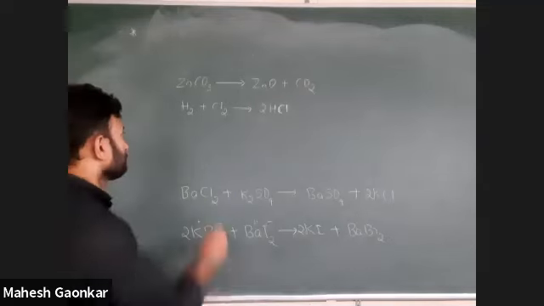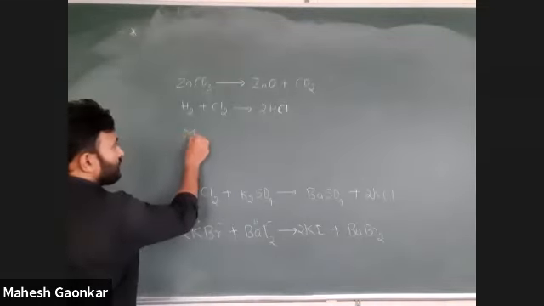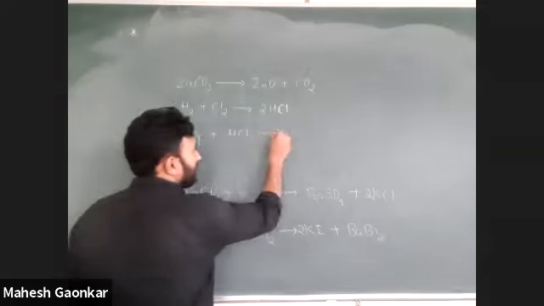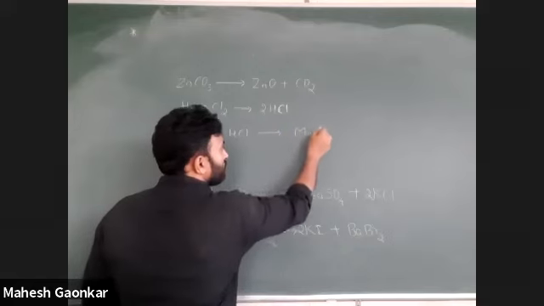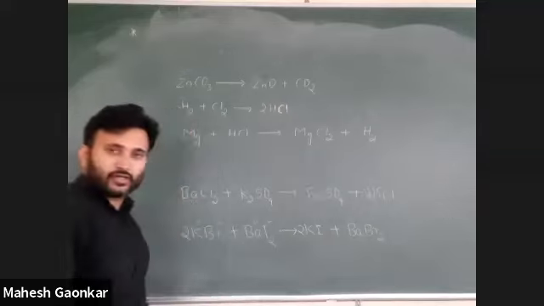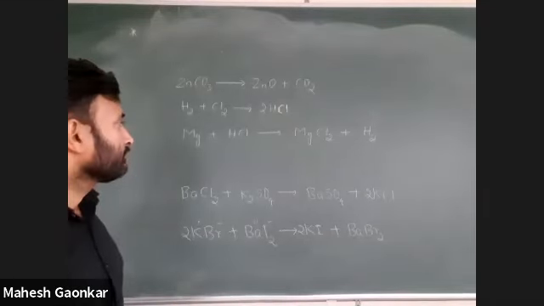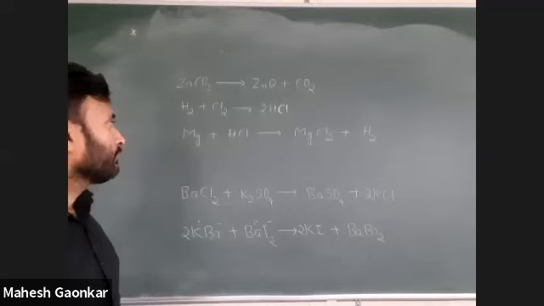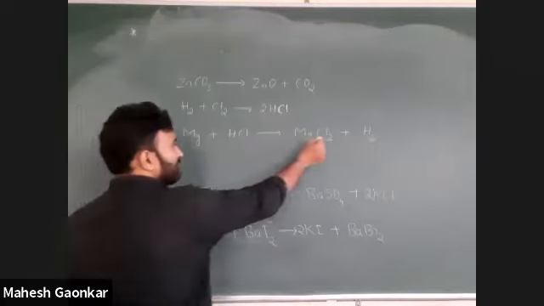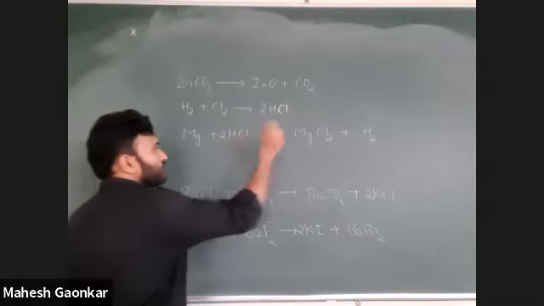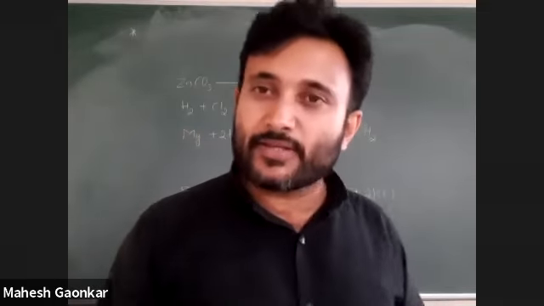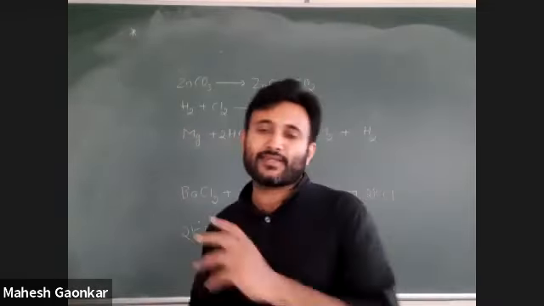Magnesium plus hydrochloric acid, formula HCl, gives MgCl2 plus H2, magnesium chloride and hydrogen. This is a displacement reaction. Balance the equation: Mg plus 2HCl gives MgCl2 plus H2. Magnesium is displacing hydrogen from hydrochloric acid.